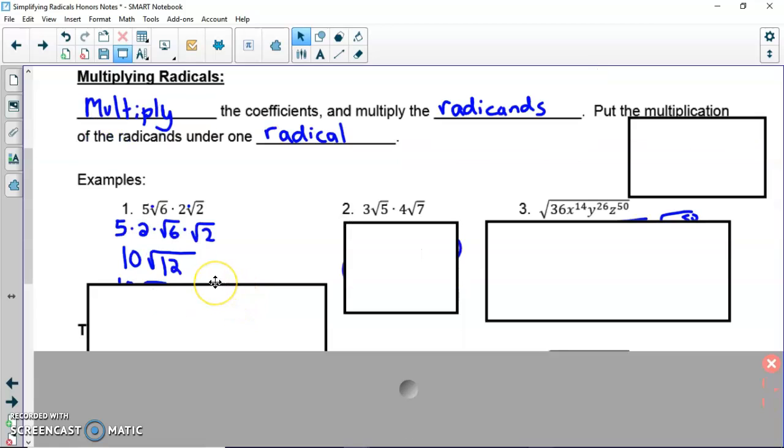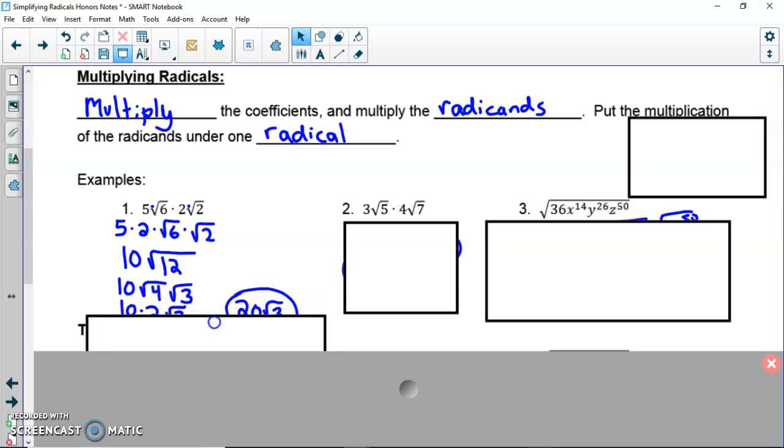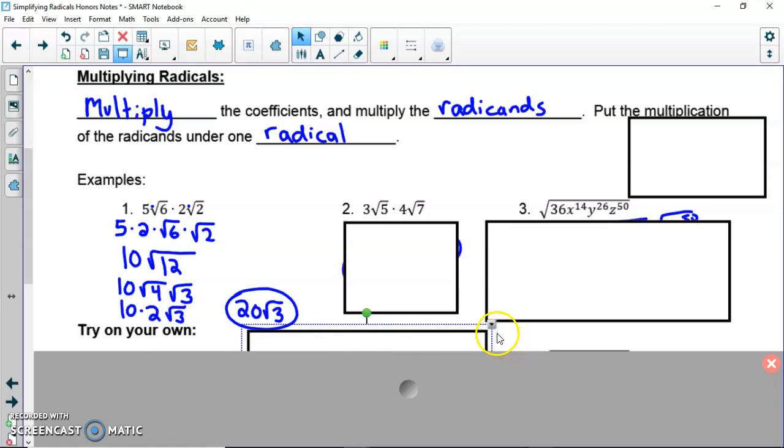Now, we're still not done with this problem because, again, we have a perfect square that divides evenly into 12. In this case, 4. So 4 times 3 is 12. So I'd rewrite it as 10 in front, root 4 times square root of 3. Take the square root of 4, which is 2. And I end up with 10 times 2 times the square root of 3. Multiply that 10 and 2 together, and we end up with 20√3 as our final answer.